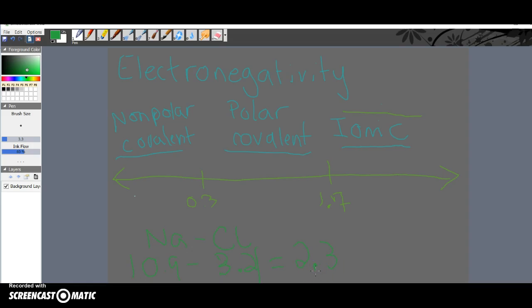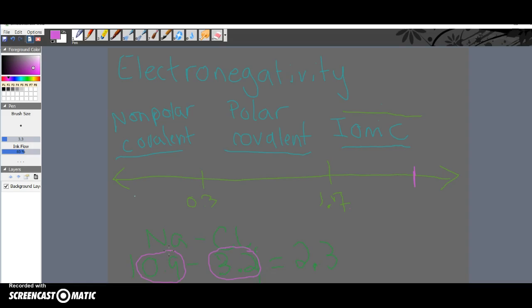Hopefully my mental math is right there. And if the difference is 2.3, then it's going to be in the ionic section, right? It's greater than 1.7. And again, this should make sense to you because chlorine has a really high electronegativity, so it really, really, really wants electrons. And sodium has a very low electronegativity, so it doesn't care about taking electrons at all.